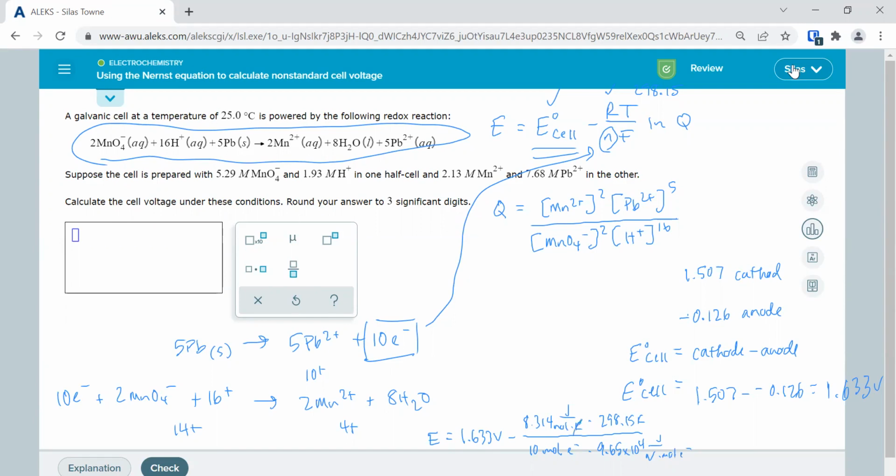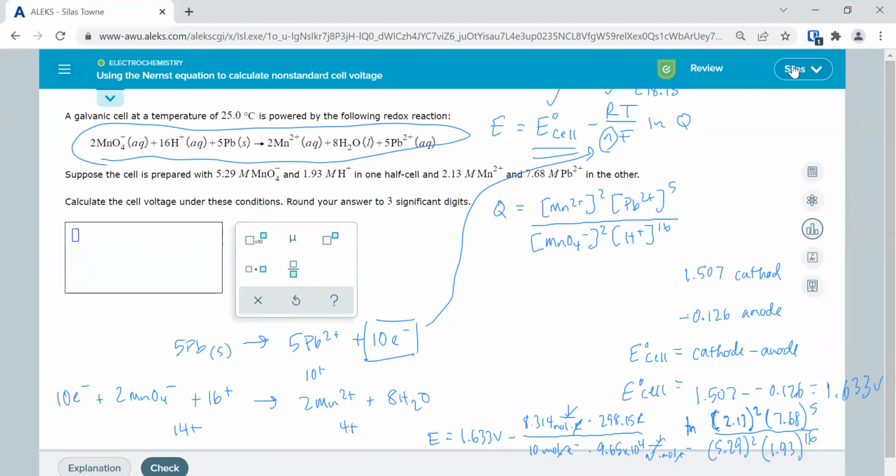So we cancel our Kelvin, our joules. We're left with our volts, times our natural log of Q, which is 2.13 squared, 7.68 to the fifth, 5.29 to the squared, and then 1.93 to the 16th. So a lot of calculator work here that you have to do in the right order.